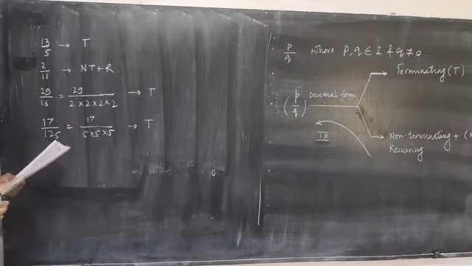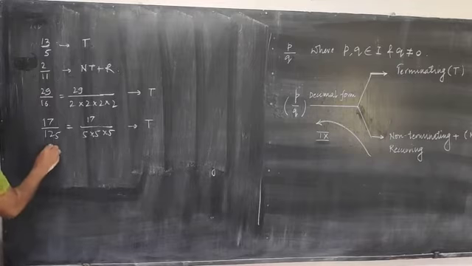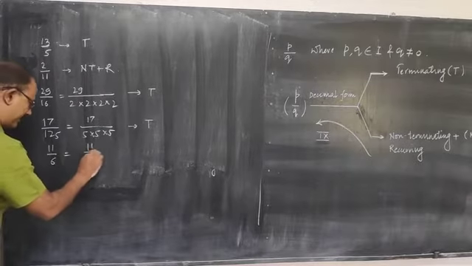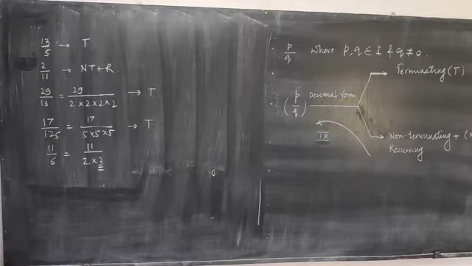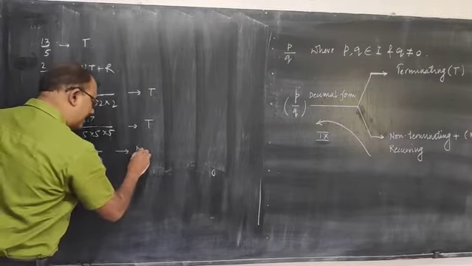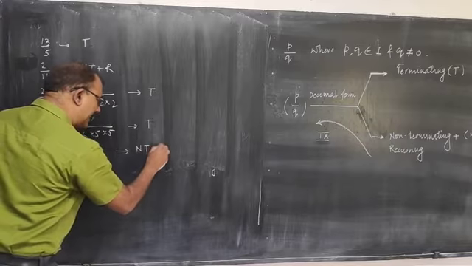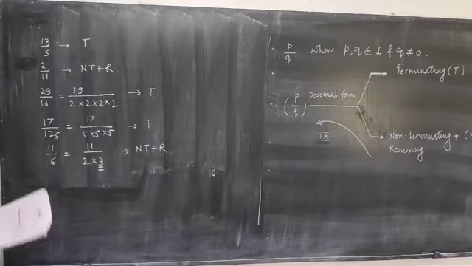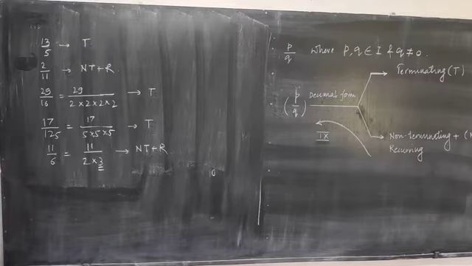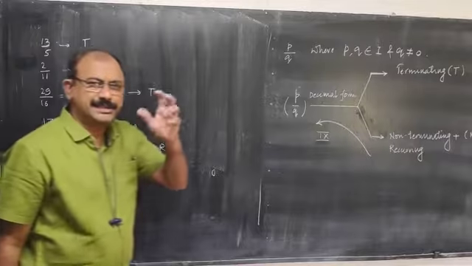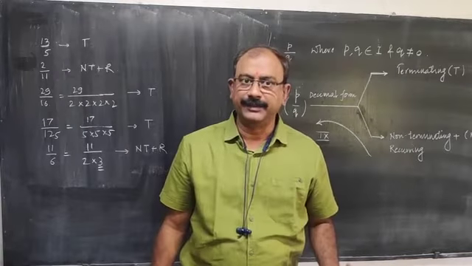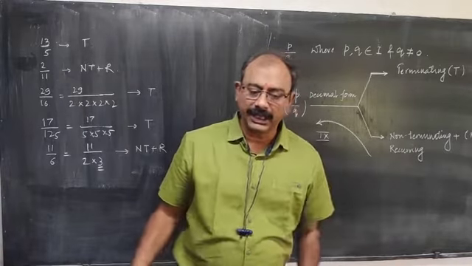Okay. The last number is 11 by 6. So 11 upon 2 into 3. This is the factor which is other than 2 and 5. Therefore, this will be non-terminating and recurring. So there are some numbers where the decimal form is non-terminating recurring. Just by observation we can decide whether it is non-terminating and recurring.